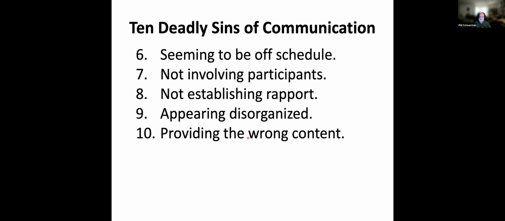Seeming to be off schedule. Practice your talk. Know how long it should take. Know where you should be at various points time-wise, and somehow track your time.